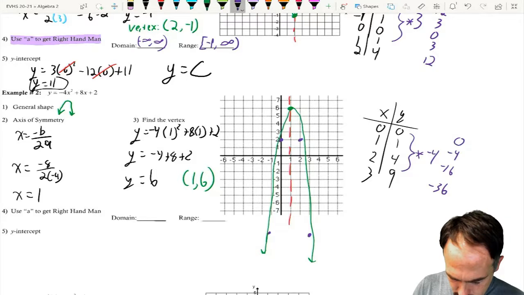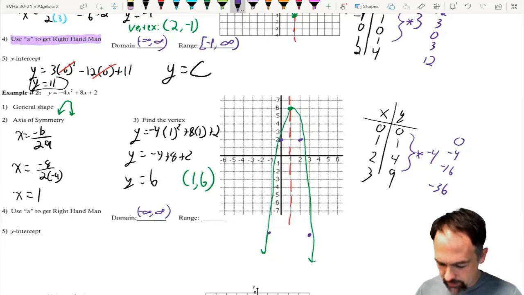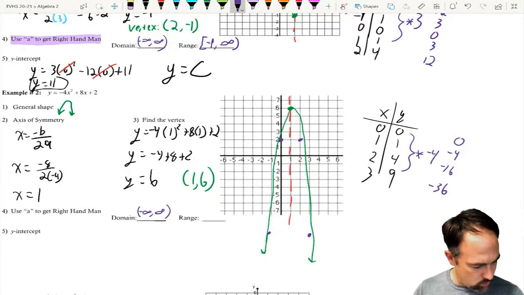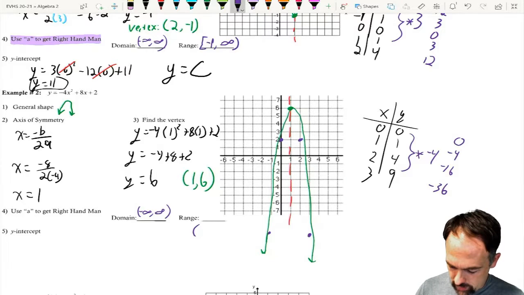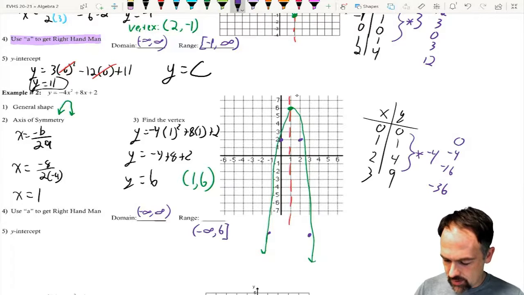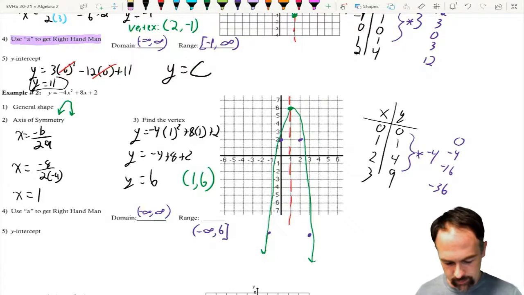Again, domain will always be the same, from -infinity to infinity. Range, now I'm going to write this below because it's kind of getting in the way of all the grid points. So we're going to have -infinity all the way up to 6, because 6 is our maximum value here.